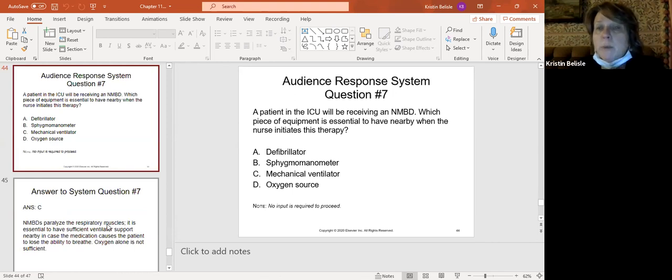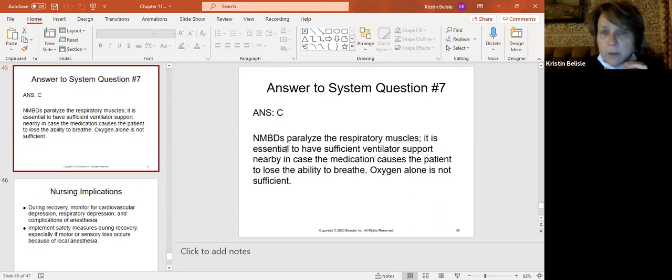A patient in the ICU will be receiving a neuromuscular block. Which piece of equipment is essential to have nearby when the nurse initiates the therapy? Well, if we're thinking always ABCs, correct? Then what do you think it would be? It's not an oxygen source, because if we're going to be putting them down, they paralyze the respiratory muscles. So it is essential to have a sufficient ventilator support nearby. So we're going to have to intubate these patients. Oxygen alone is not enough. If it's going to paralyze the respiratory muscles, they have to be intubated.